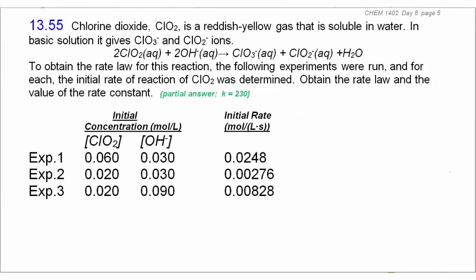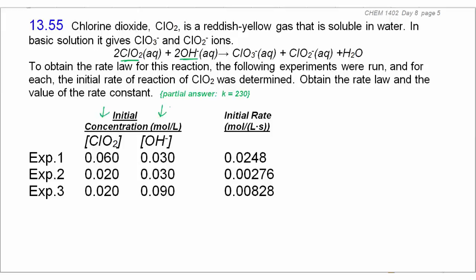Okay, this is going to be more of a typical homework question right here. Chlorine dioxide is a reddish yellowish gas soluble in water. Okay, they give us the reaction. To obtain the rate law for this reaction, the following experiments were run. And for each, the initial rate of reaction of chlorine dioxide is determined. Okay, so here's a bunch of rates, and they give us the concentration of the reactants, right? Chlorine dioxide and hydroxide. There they are, chlorine dioxide and hydroxide.